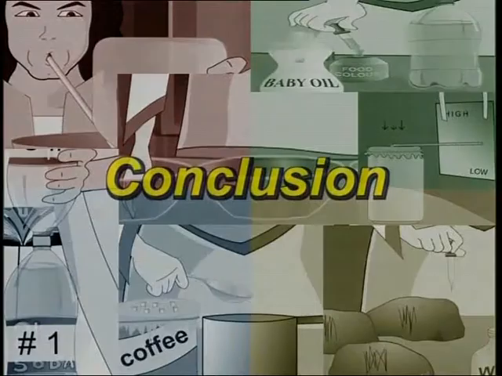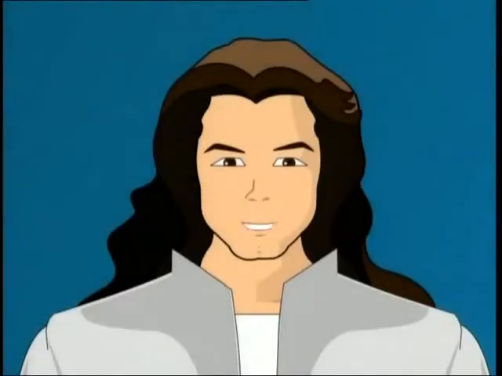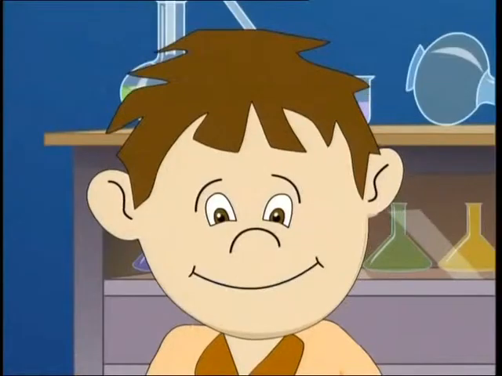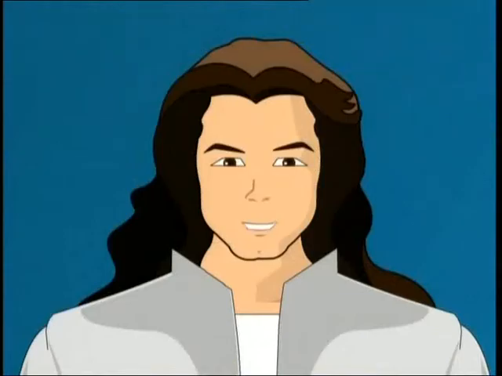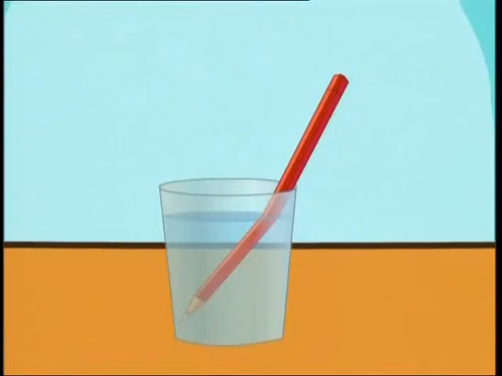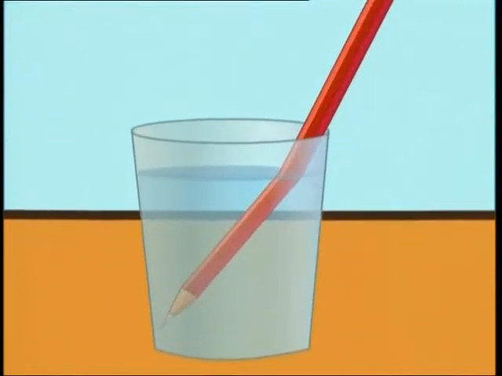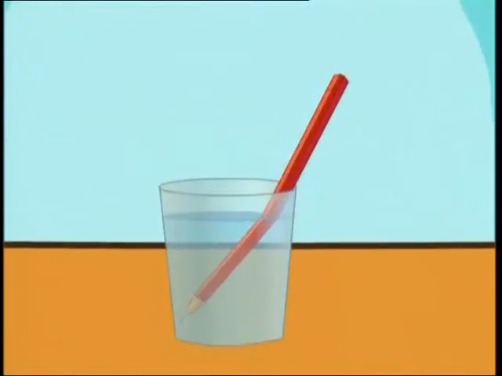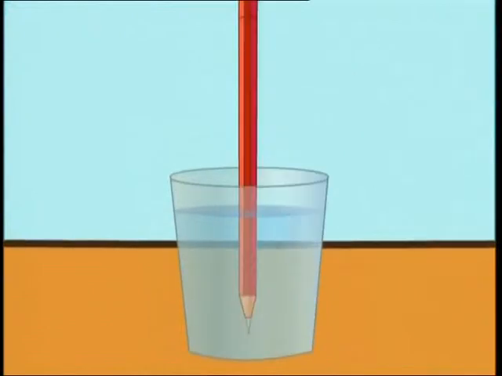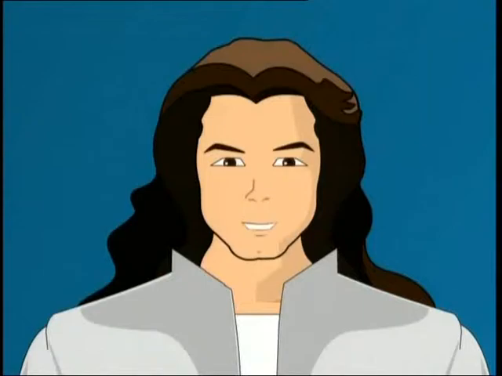Conclusion: Light travels slower in water and glass than it does in air because water and glass are more dense than air. As light travels from one medium into another, it is slowed and bent. This is called refraction. When you look at the pencil through the side of the glass, it appears to bend where it enters the water because the light rays are bending.